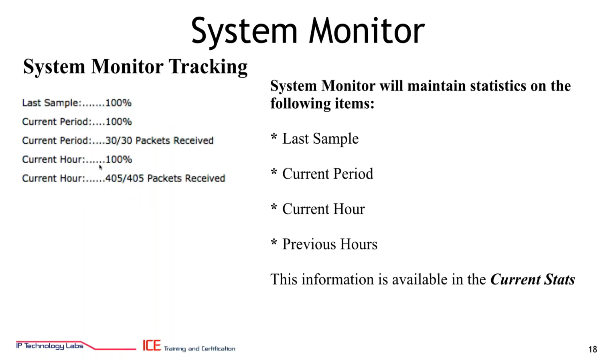So now if I look at the system monitor tracking, I can see my current period. I've sent 30 packets. I've received 30 packets. My current hour that I'm looking at, I'm getting 100%. I've got 405 packets sent, 405 packets received. So within the system monitor, you can go in and check your current stats. You can check longer running stats. If you're running it for 24 hours, you can see the last 24 hours. So if you're monitoring your uplink to a public server and you get some outages overnight, you can come back and take a look. Okay, at 2 a.m. we saw this many missed packets.